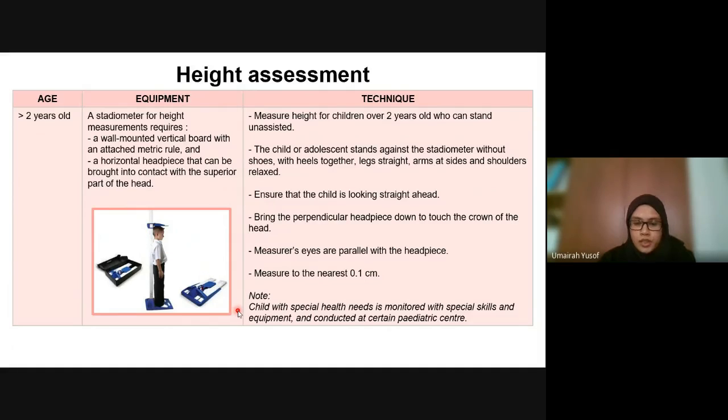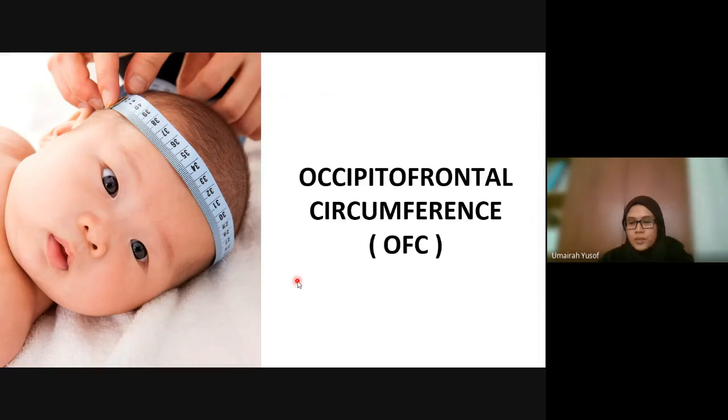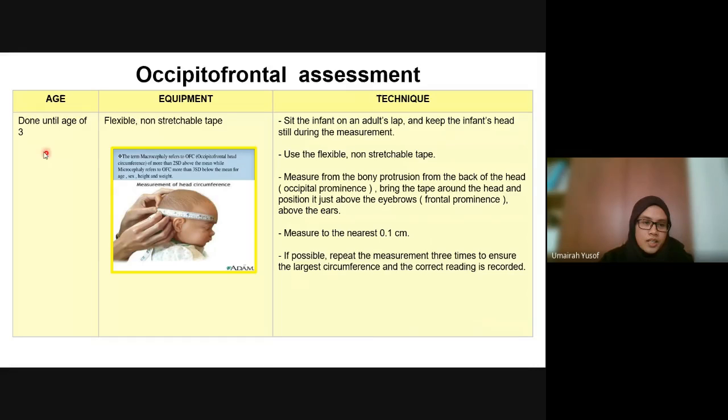Additional note: a child with special health needs is monitored with special skills and equipment, and this is conducted at a certain pediatric center. Now we go to the occipitofrontal circumference, or head circumference. It is done until the age of 3, and for the equipment, we use a flexible, non-stretchable tape. For the technique, we sit the infant on an adult's lap and keep the infant's head still during measurement.